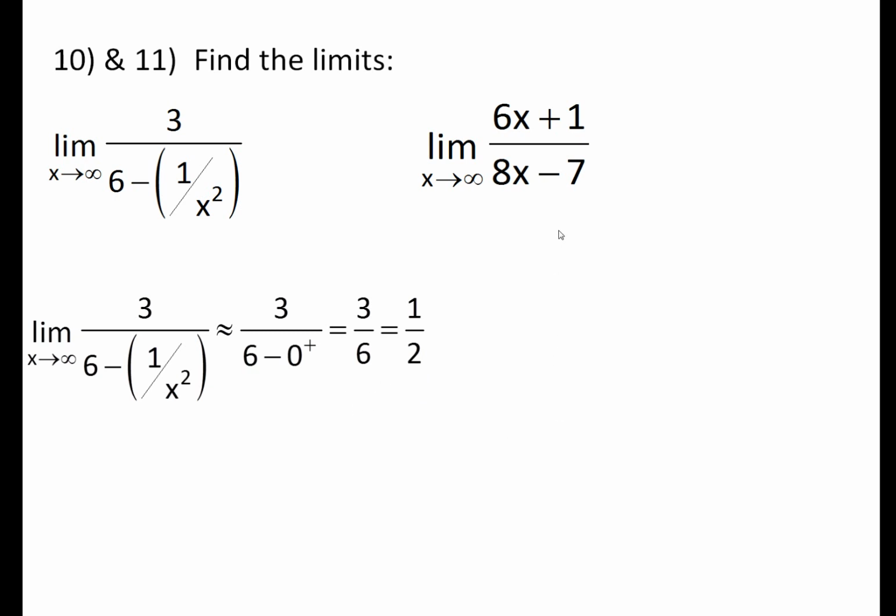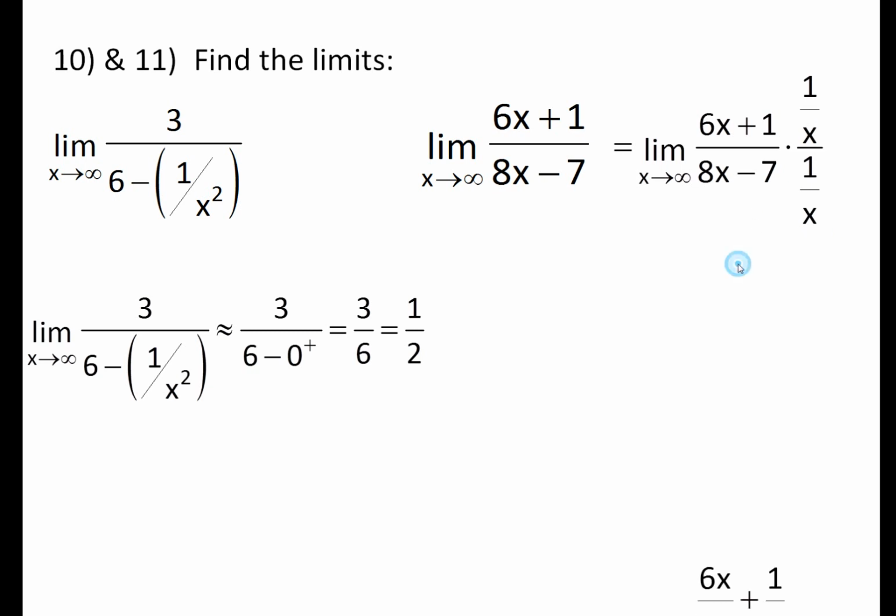Now for the second rational function, it's not quite as obvious, I suppose, because the numerator grows without bound, the denominator grows without bound. You really have infinity over infinity. But what you can do is divide by the largest power of x that appears in the denominator. So that's 1/x, or it's x. So you would multiply by 1/x over itself. That's equivalent to dividing both the numerator and denominator by x.